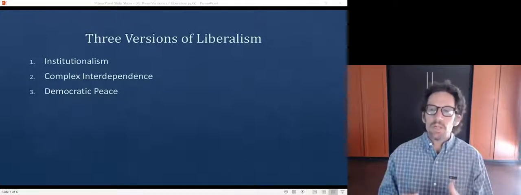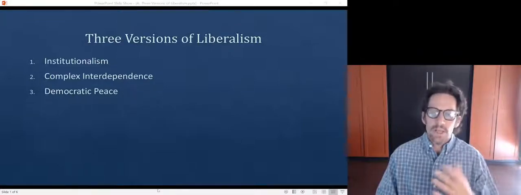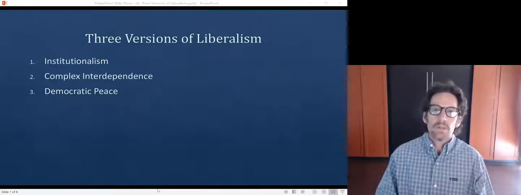And the liberal theories are more compatible with one another than hegemonic stability theory and balance of power theory were within realism. They don't exactly contradict each other. They just emphasize different things and attack realism in different ways. And I'm hopefully going to clarify that for you.